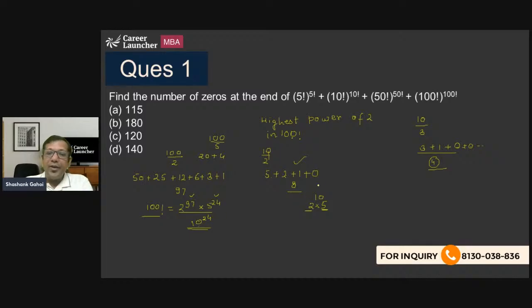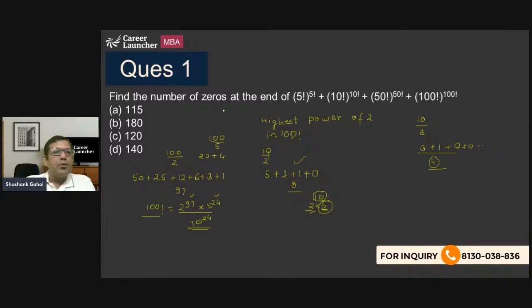Now if I want to calculate the highest power of 10, should I actually calculate the power of 2? No. Because 5 is the bigger prime number, so it is going to have a smaller power. So all I need to do is calculate the power of 5.